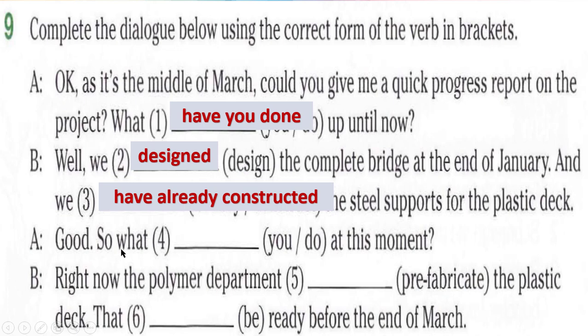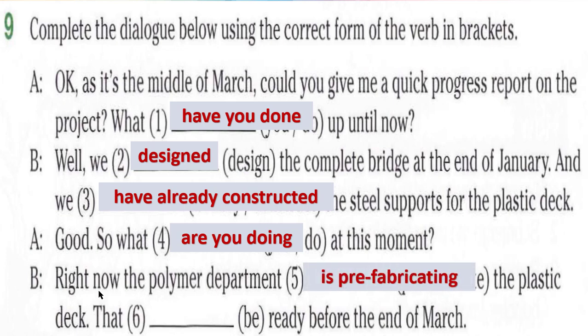Okay? Good. So what are you doing at this moment? At this moment refers to which tense? Good. The present continuous. What are you doing? Right now, the polymer department is prefabricating the plastic deck. Right now. Be careful of the words here. Right now means that we have to use the present continuous. Good. Is prefabricating.